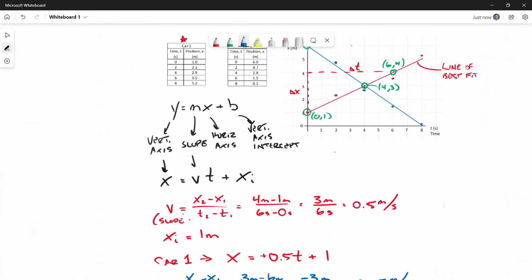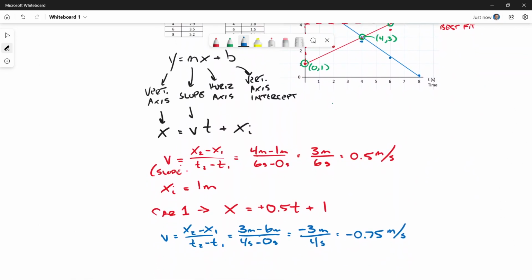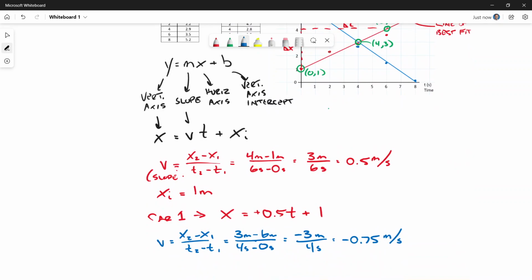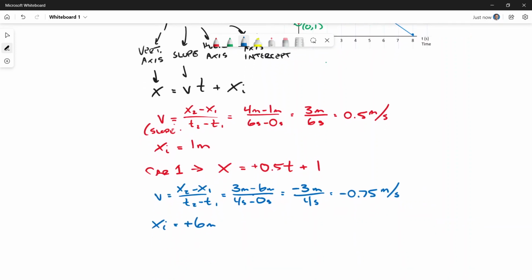All right, so why is that negative there? Well, it's a negative slope, and this car is actually moving in the negative direction. And what's my starting position for the blue car? Well, it starts at positive 6 meters. And so we can write an equation for car 2.